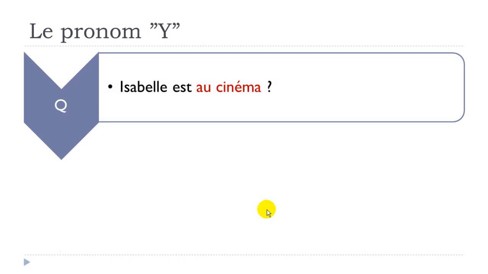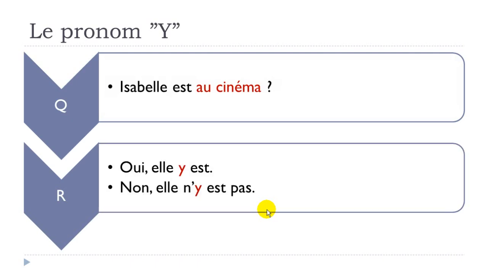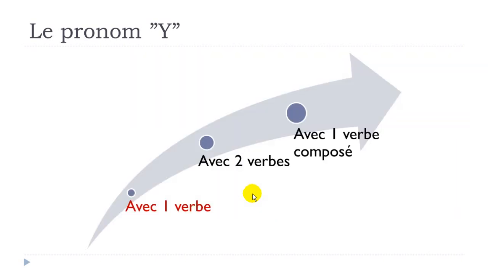Isabelle est au cinéma? Oui, elle y est. Non. Elle n'y est pas. Same thing, okay? Négation here before your pronoun, but then the e is going away, and then pas after your verb. Okay, so let's see now how you construct it with one verb.